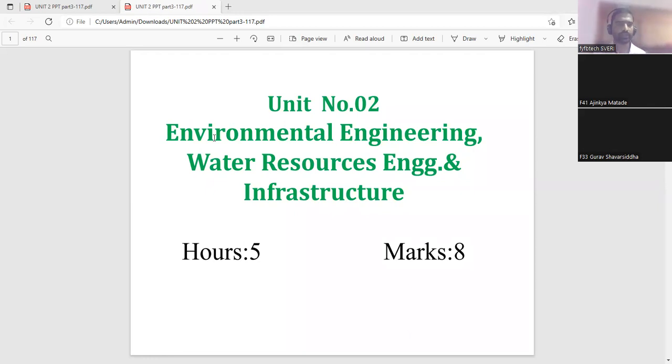Welcome back to the session of engineering, that is, basics in civil and mechanical engineering. In the last class, we studied bridges and also tunnels. Correct?